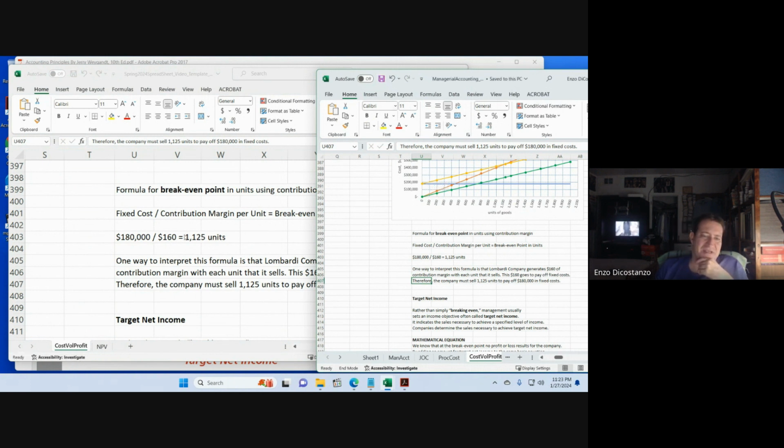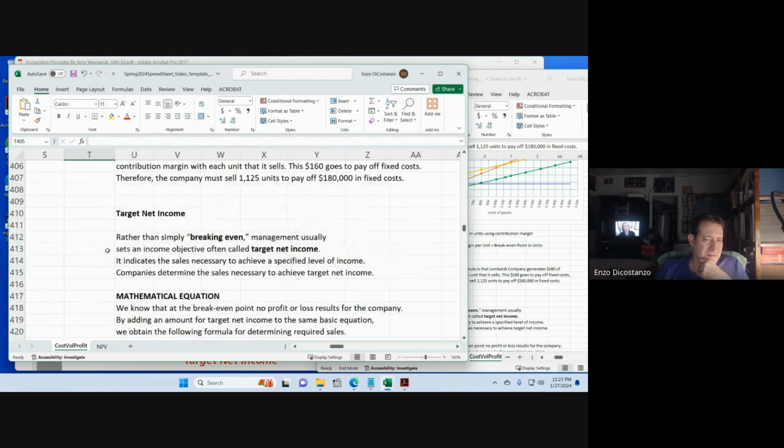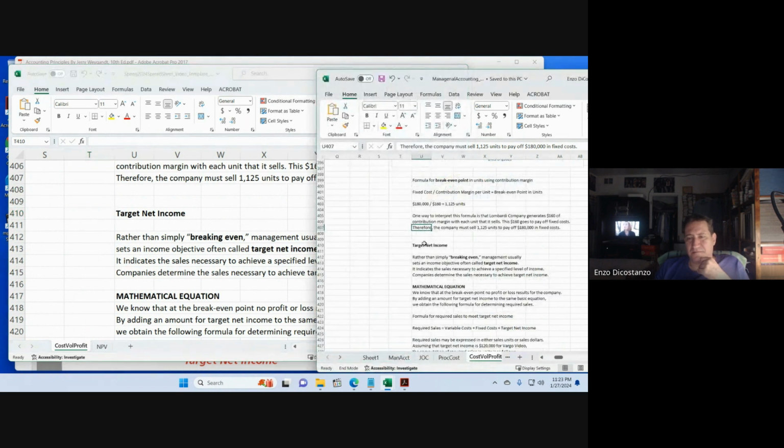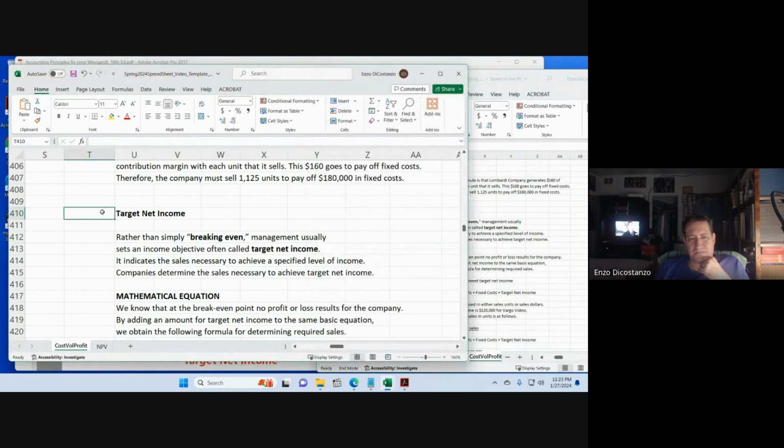It says it right there. So the 160 goes to pay off fixed cost. The company has to sell 1,125 units to pay off the 180,000 in fixed costs. Okay. Breaking even means we're covering our costs and the profit is zero.